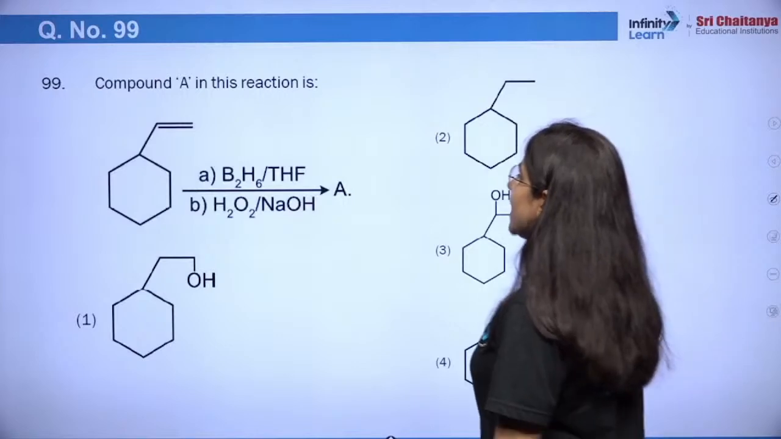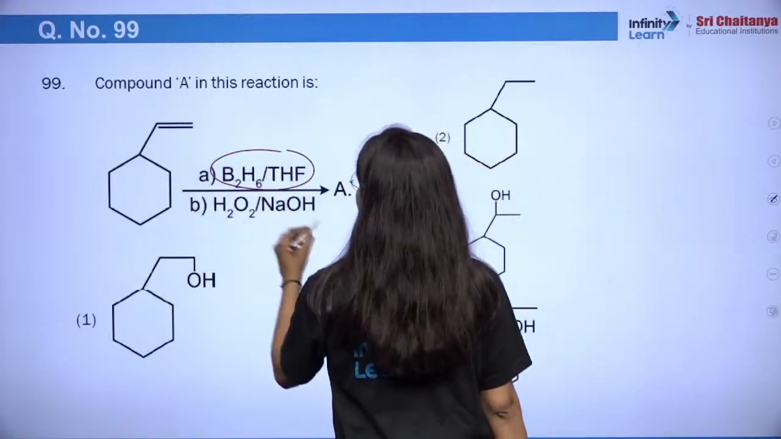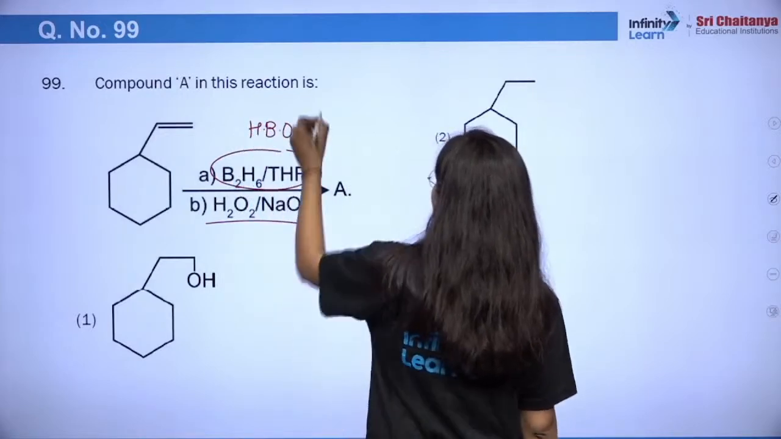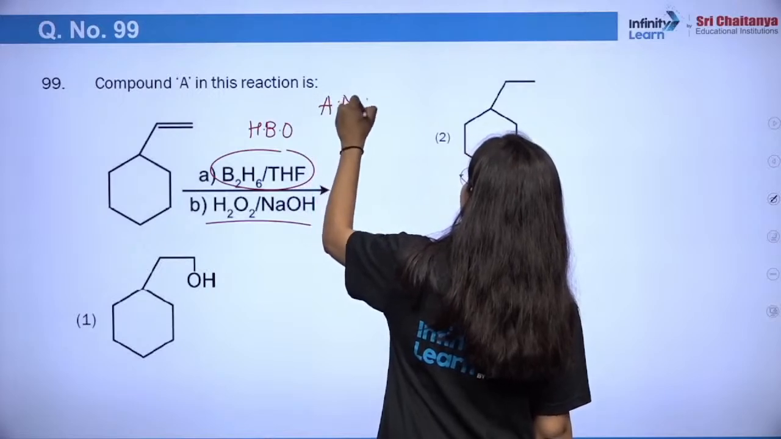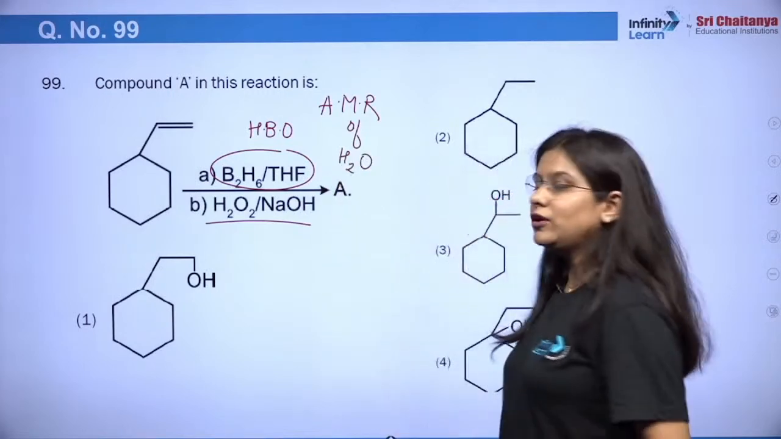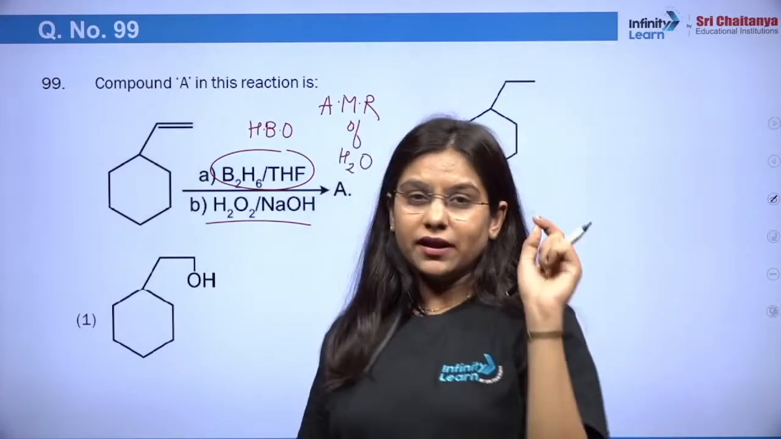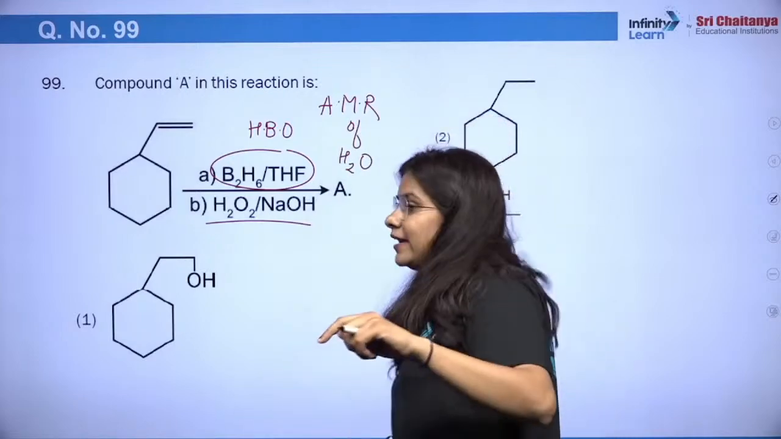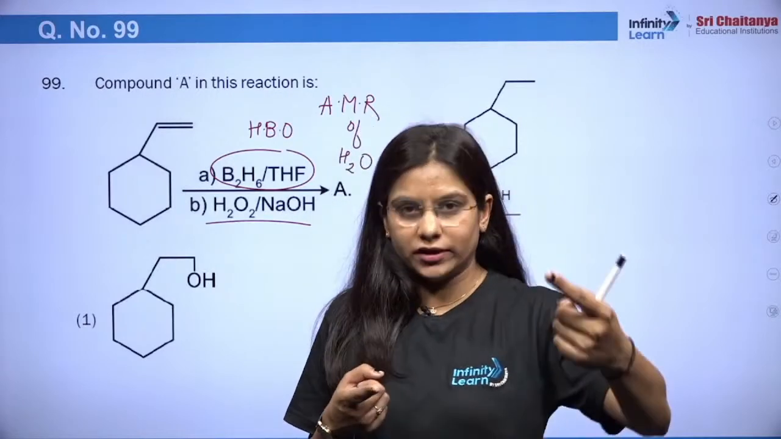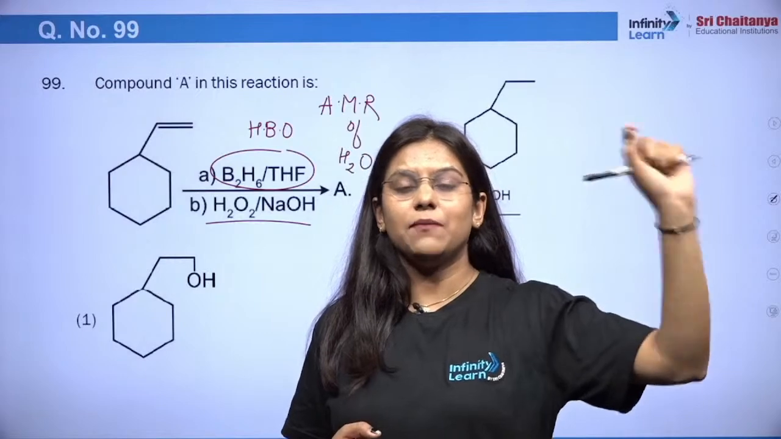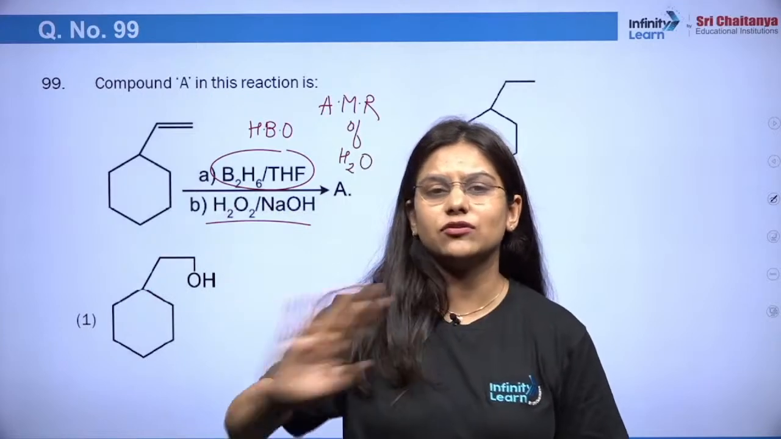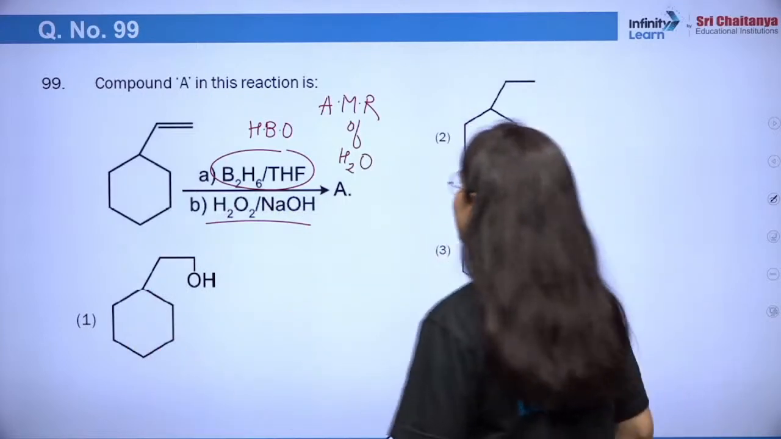The compound A in the reaction. So what are these reagents? Hydroboration oxidation reaction. Hydroboration oxidation reaction में there is anti-Markovnikov addition of water and no rearrangement takes place. Remember these 3 important points, that in the hydroboration reaction we are adding water in accordance with the anti-Markovnikov rule, and there is no rearrangement taking place because the reaction is not taking place by a carbocation mechanism.